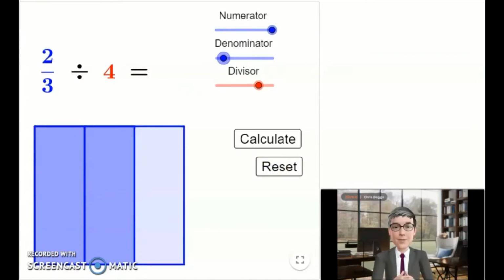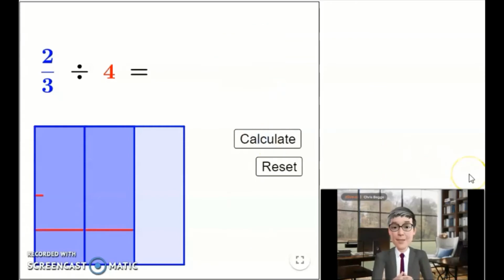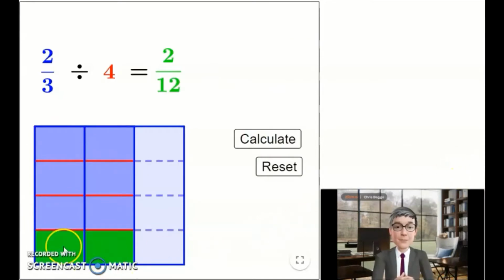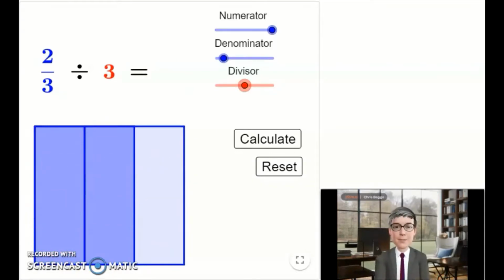So if I then want to divide 2/3 by 4, then again I'm dividing it up into 4 equal pieces, and I'm getting 12 small pieces, 4 times 3, and I'm getting 2/12. We might notice that we can simplify this, that this is in fact 1/6. There are 1, 2, 3, 4, 5, 6 groups of 2, and we've got one of them, so that's also 1/6. And for one final example, I'll divide 2/3 by 3.